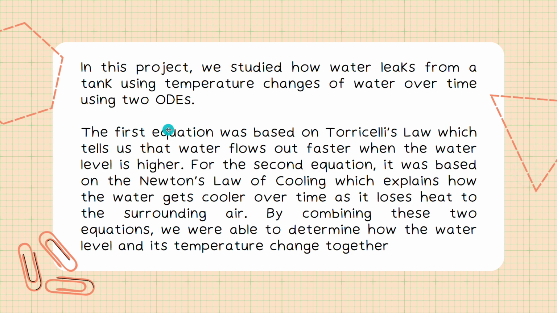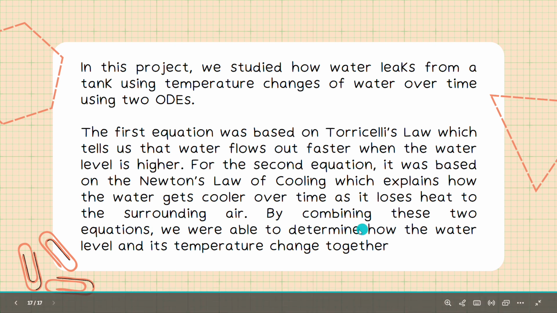So my conclusion is, in this project we studied how water leaks from a tank and the temperature change of the water over time using two ODEs. We have used ODEs to model a dynamic reactor system, and this approach is powerful because it helps us predict behavior over time in real world chemical systems. By combining these two equations, we were able to determine how the water level and its temperature change together.